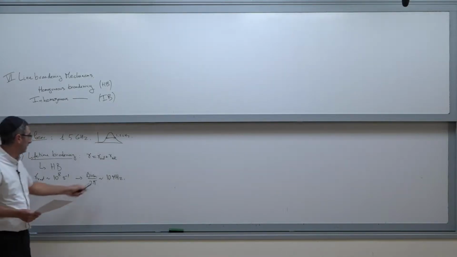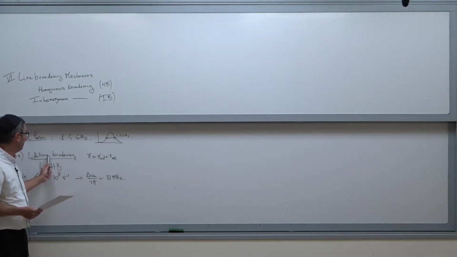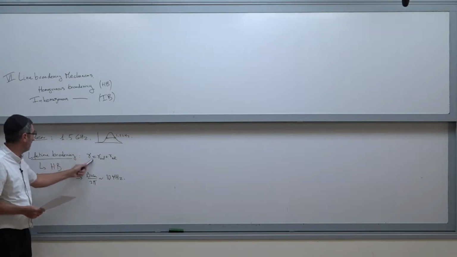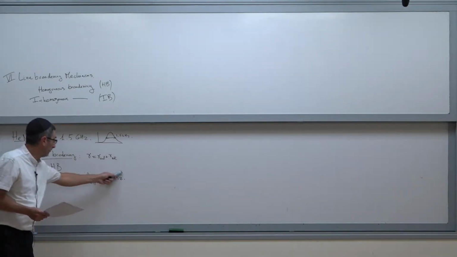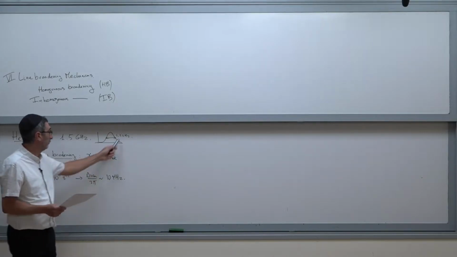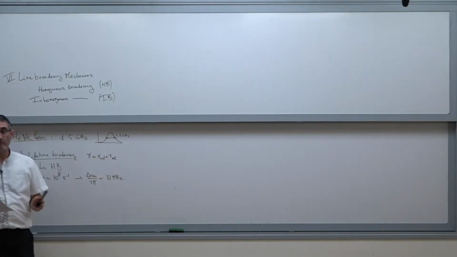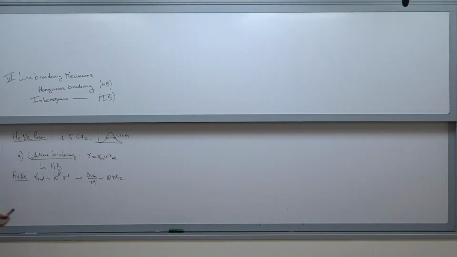So in that case, if the broadening is due only to the lifetime of the transition, that's why you get the narrowest line width. And this is very small here, 10 megahertz compared to 1.5 gigahertz. This is for sure not the source of the line width of the transition for the HeNe laser. So that's the first mechanism that you may consider.